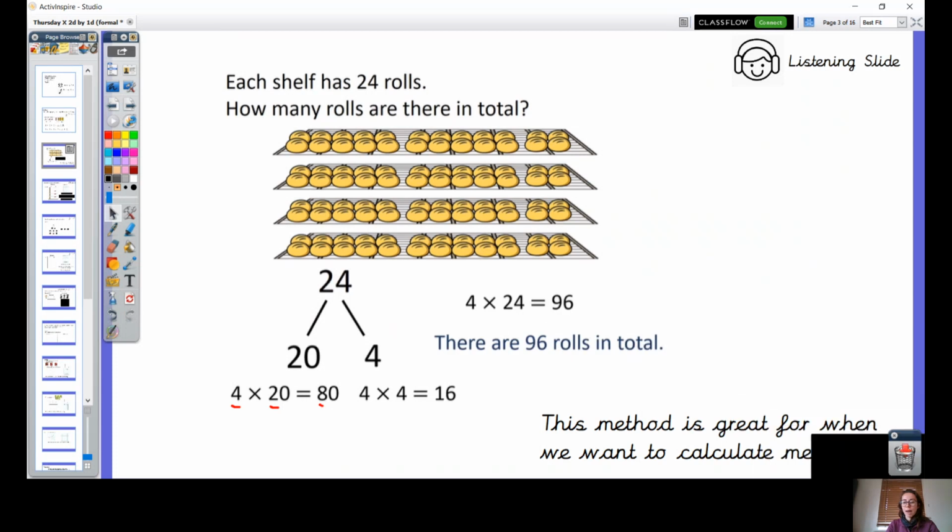Yeah, so now I need to do some adding. I need to work out what 80 add 16 is. That's 96. So I know that 4 times 24 is 96, and there are 96 rolls in total. That's one way of calculating this problem.